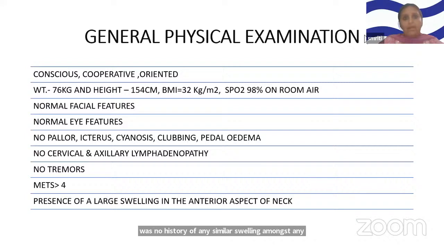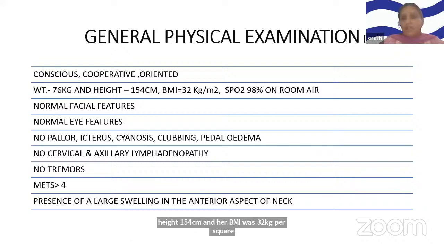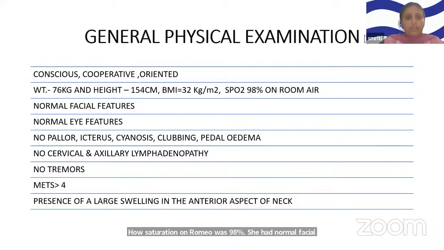On general physical examination, the patient was conscious, cooperative, oriented, with a weight of 76 kg, height 154 centimeters, and her BMI was 32 kilogram per square meter. Her saturation on room air was 98%. She had normal facial features and normal eye features. There was no pallor, icterus, cyanosis, clubbing, or pedal edema. There was no cervical or axillary lymphadenopathy. There were no tremors. Her metabolic equivalent score was more than 4.